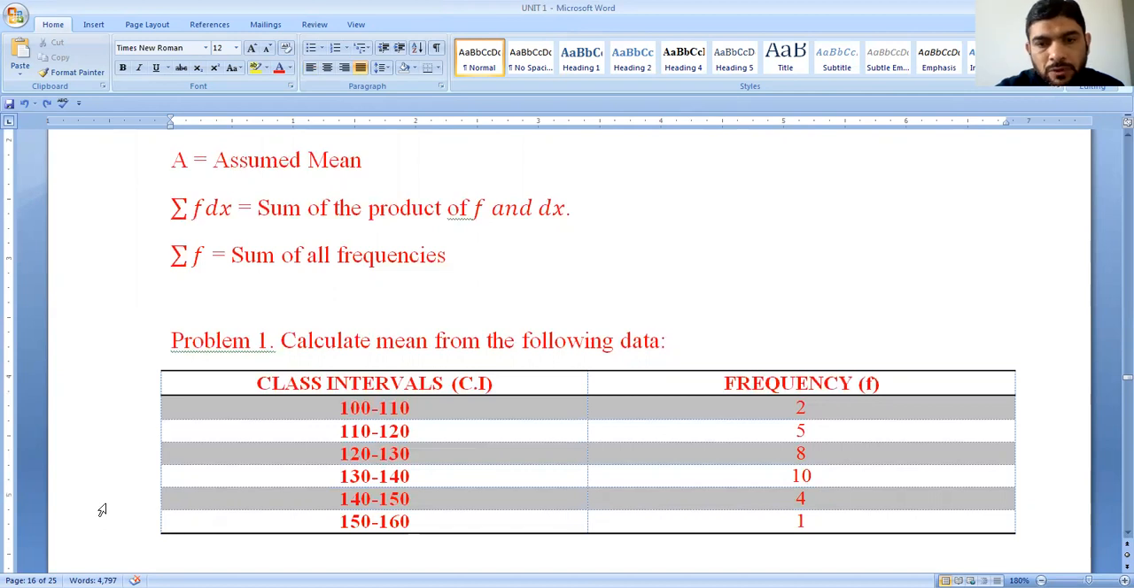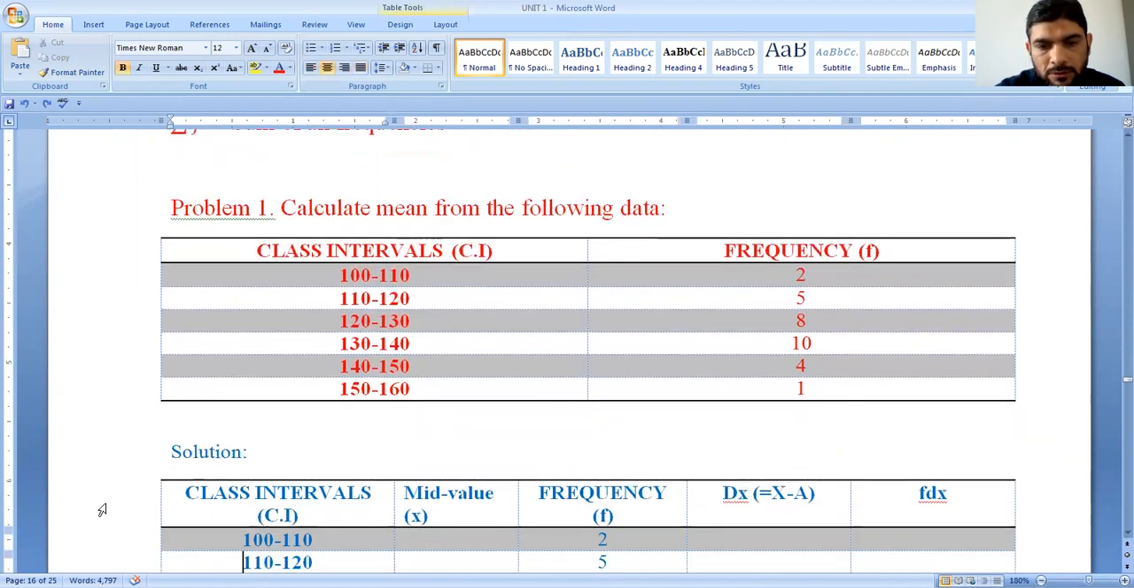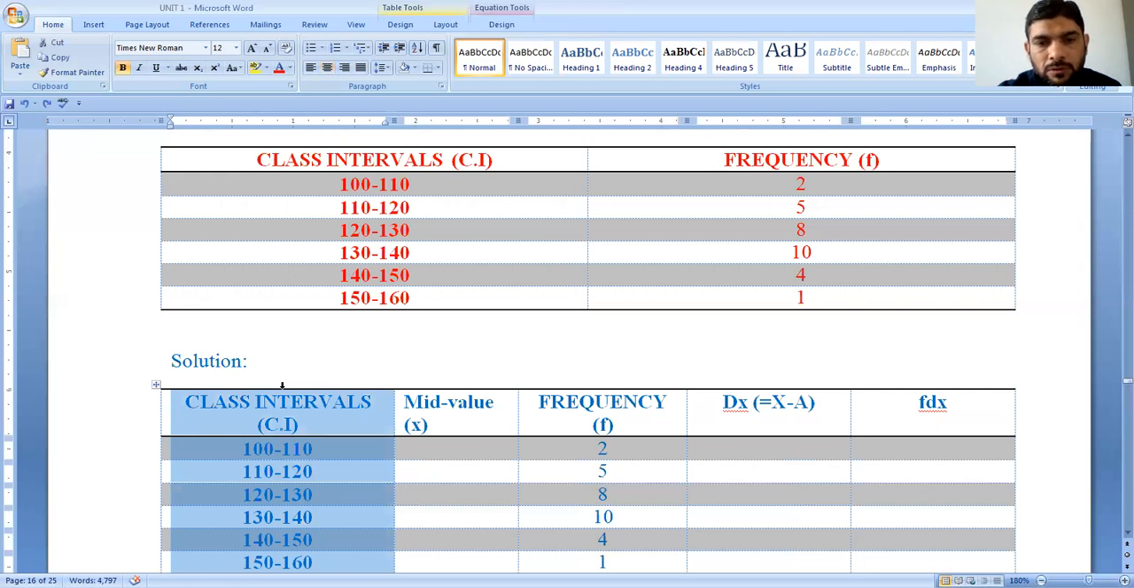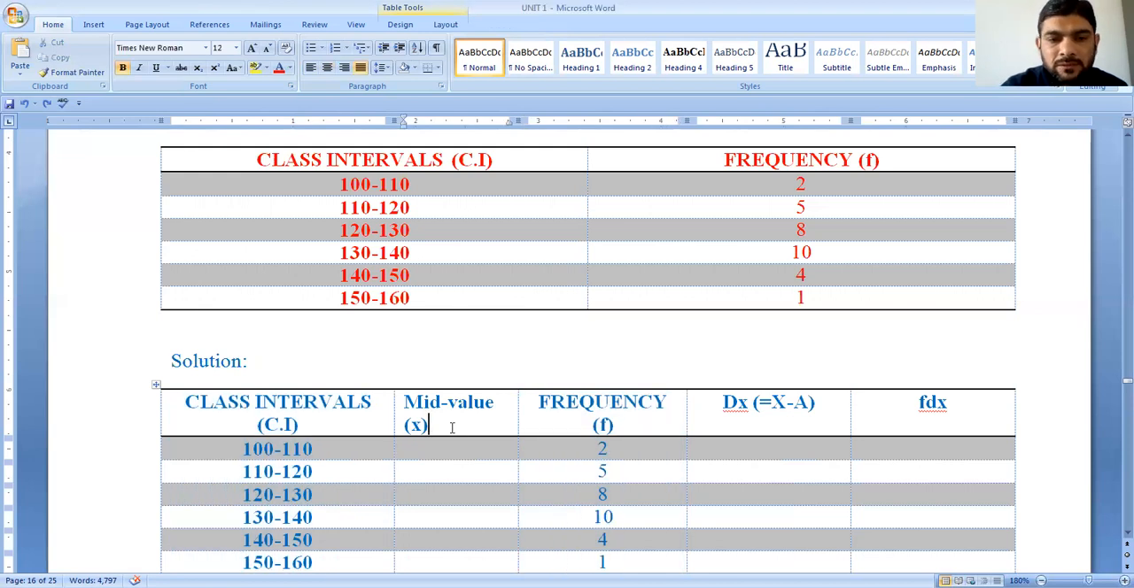Now what we have to do, we have to draw a table like this, and we have to post all the class intervals given in the question in this way, and all the frequencies given in the question this way. Next step, we have to find out the mid value, that is x, from each and every class interval we are having over here.